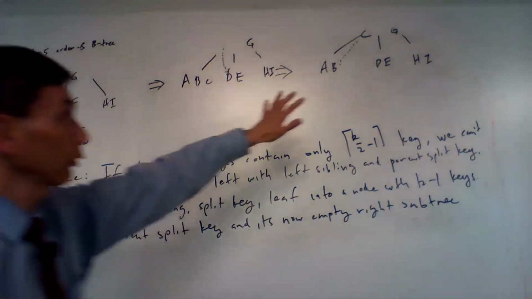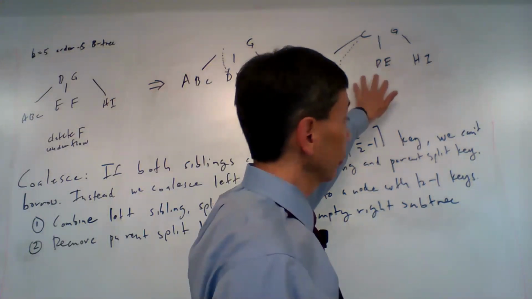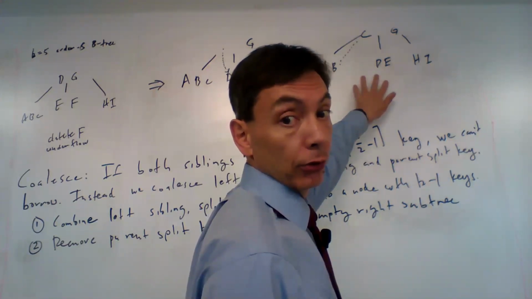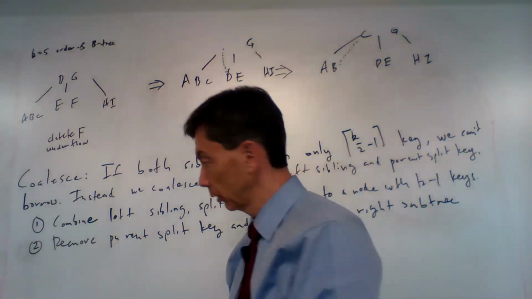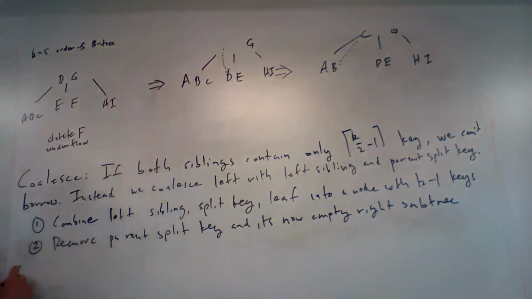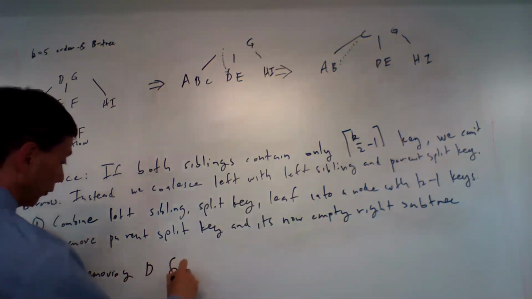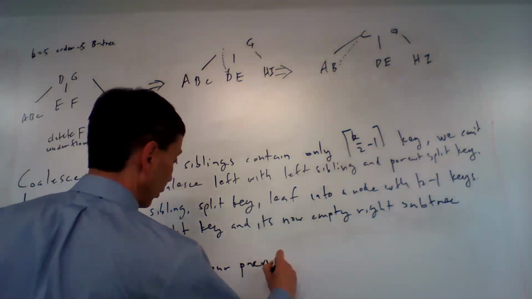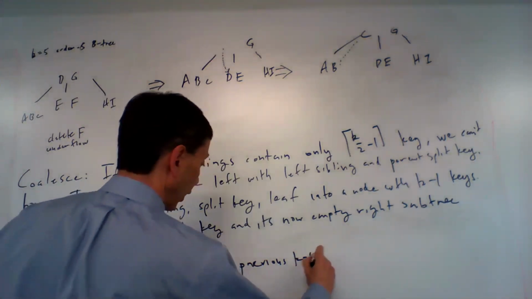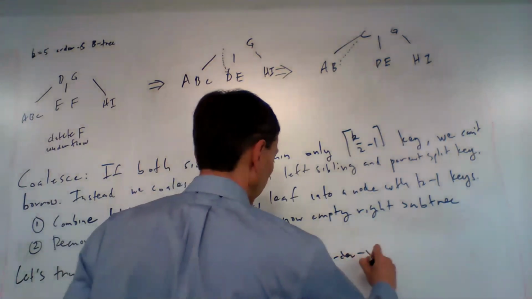So here's the tree we had. Let's show an example of deleting D from this tree and see what happens, okay? So let's try removing D from our previous k equals 5, order 5 B tree.